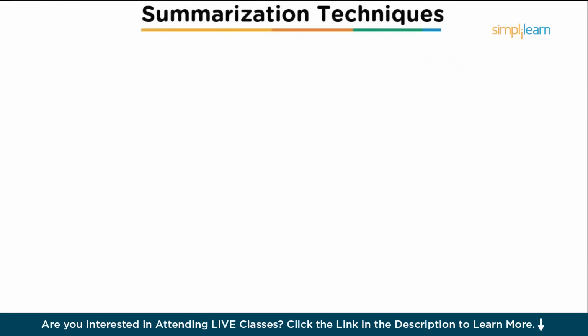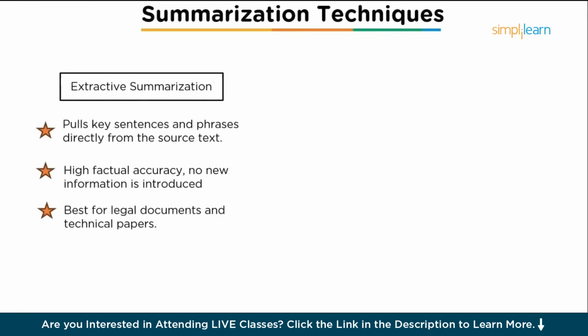When it comes to summarization, there are two primary techniques: extractive summarization and abstractive summarization. Extractive summarization directly pulls key sentences and phrases from the source text, ensuring high factual accuracy with no new information introduced, making it ideal for precision-critical documents like legal texts and technical papers.